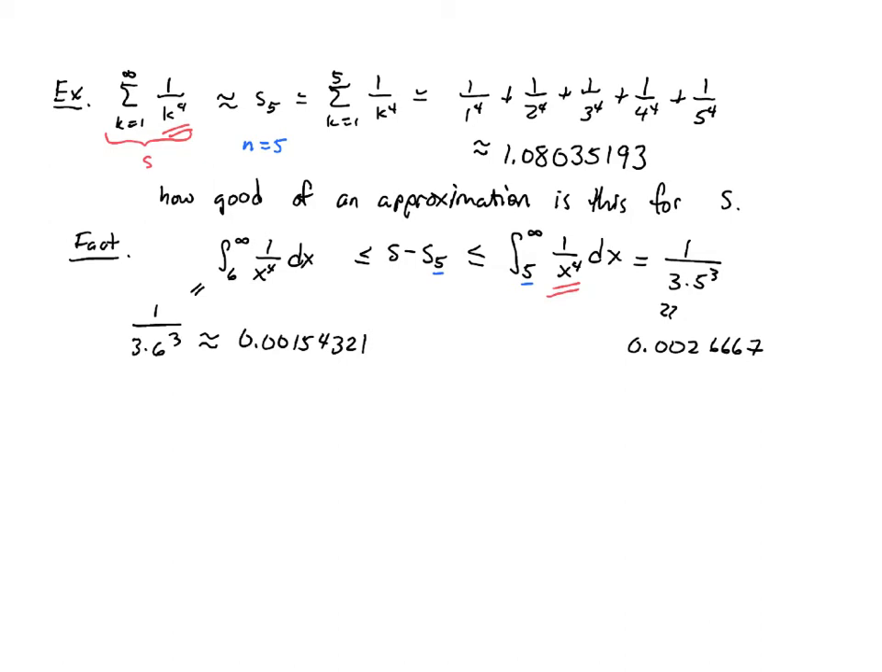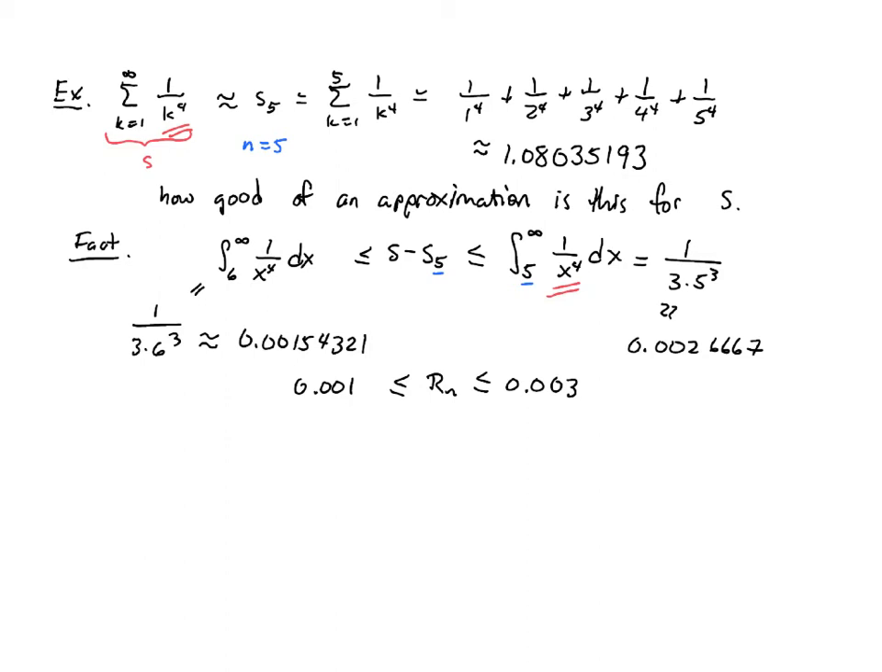Okay. So that tells us that the error here is somewhere between 0.003 by rounding up and somewhere greater than or equal to 0.001 by rounding down. Okay, so the point is, if you only care about a couple of decimal places, then choosing n equals 5 for this sum is actually giving you a pretty good estimate for the sum.